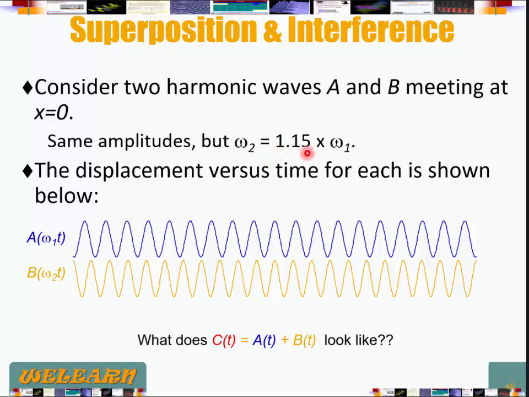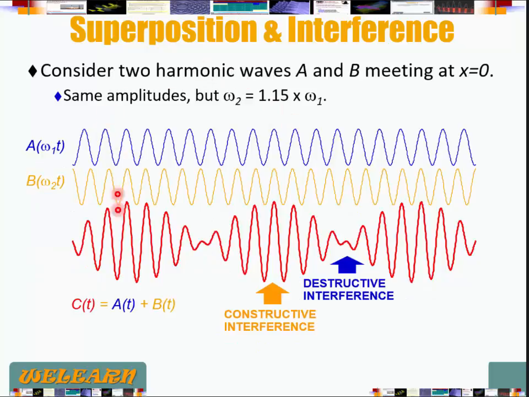Omega 2 is 1.15 omega 1 for this particular case. So we have both waves represented here. The question: how would the wave sum look when these two waves meet up at that point? Okay, this is the way they look, this red wave.